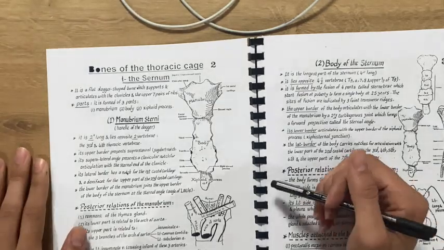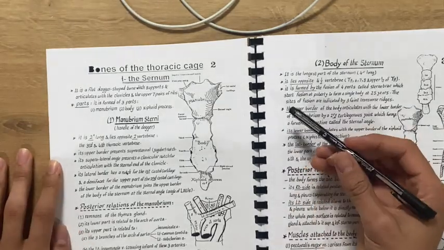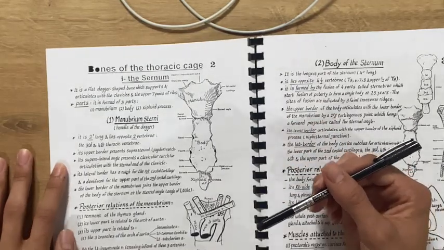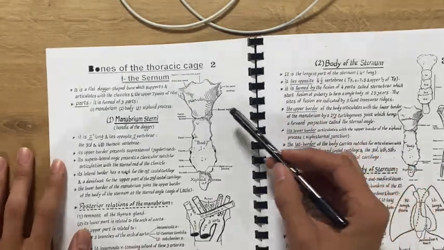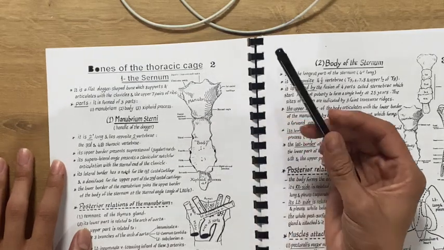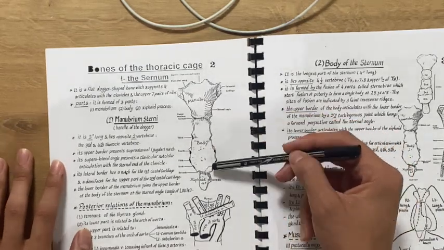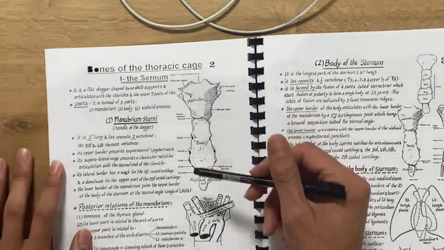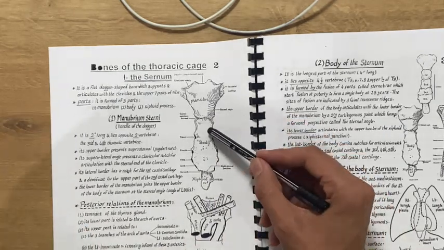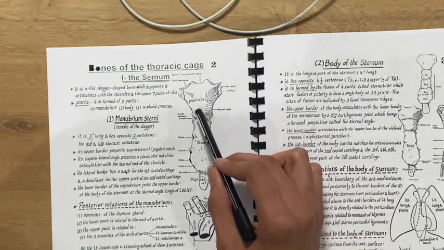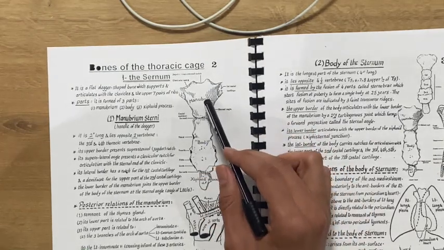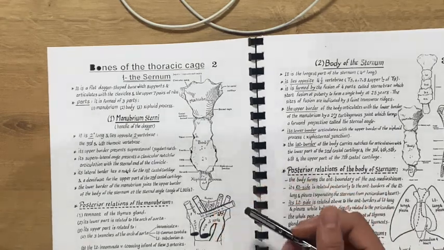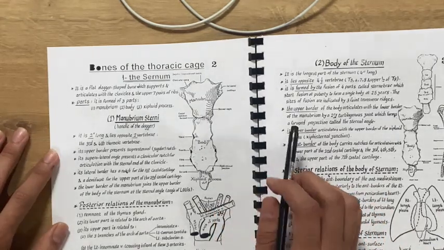To begin with, quickly, the sternum is made up of three parts: the manubrium, the body, and the xiphoid process. The manubrium is the most superior part of the sternum. The body is found between the manubrium and the xiphoid process. So here we need to know that there's a joint right here. It's called the manubrio-sternal joint, and here is called the xipho-sternal joint.